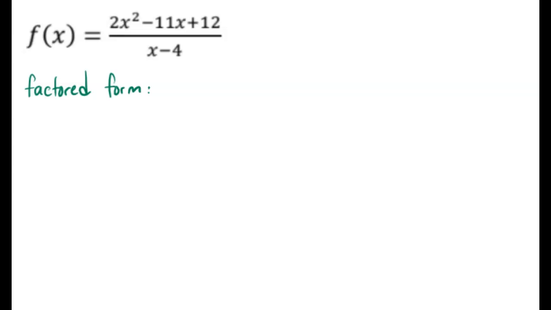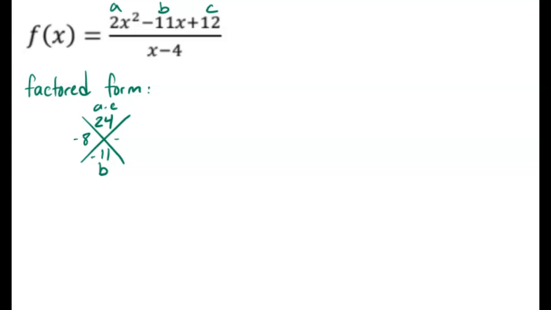How do we factor the numerator? Because the denominator is already factored. It's just x minus 4. All we need to factor is that numerator. Anytime we're confused on factoring, we can organize our thoughts by drawing a big X. What goes in the top of the X? A times C, which is 24, and then what goes in the bottom? Negative 11. What multiplies to be 24 but adds to be negative 11?